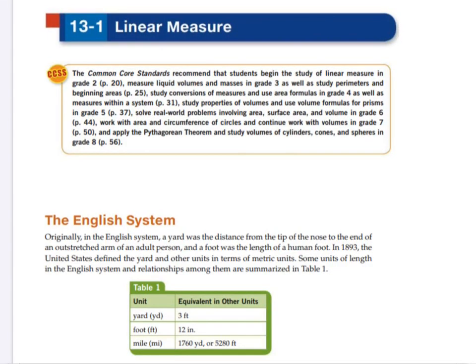So, linear measures. First off, we have the Common Core Standard. Basically, if you read through that, all this stuff is done. In grade 2, they begin measuring things. And then in grade 3, liquid volumes and masses. In grade 4, they talk about area formulas. And also they do volumes and volume formulas for prisms in grade 5. Real world problems in grade 6 with area, surface area, and volume. Circumference in grade 7 with volume, and Pythagorean in grade 8.